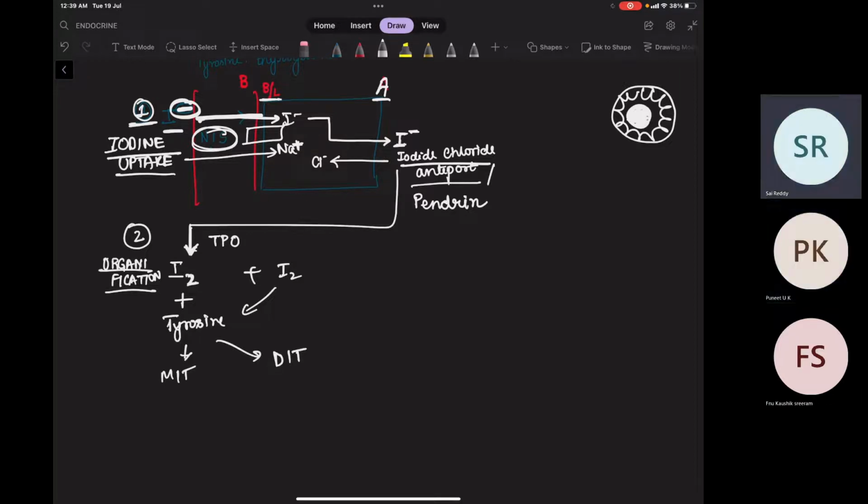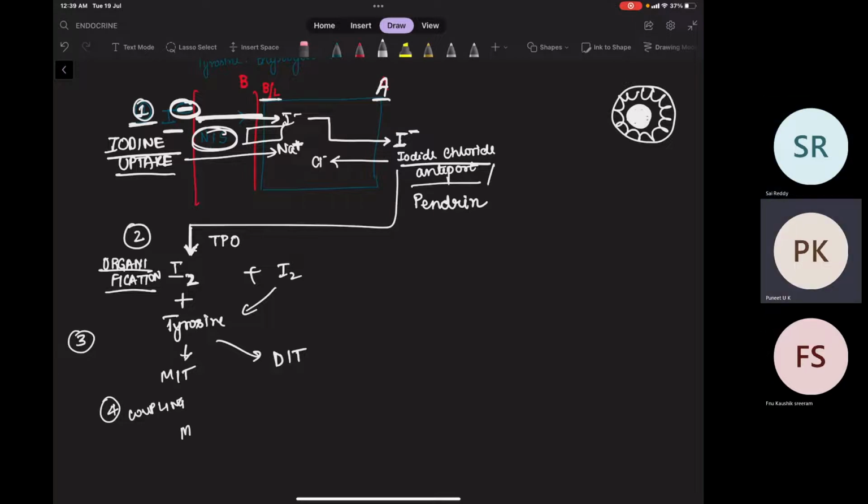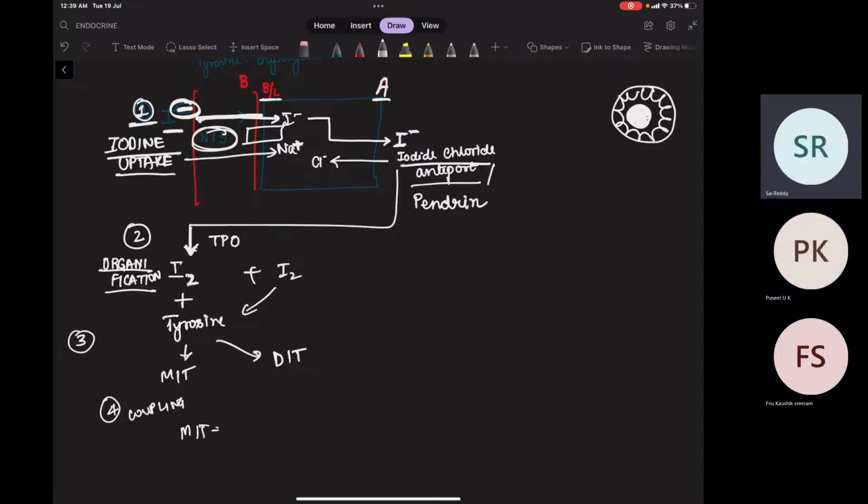After this, there's a coupling reaction that takes place next, also brought about by thyroid peroxidase. One MIT and one DIT together form T3, and two DIT together form T4. And this is still bound to thyroglobulin.